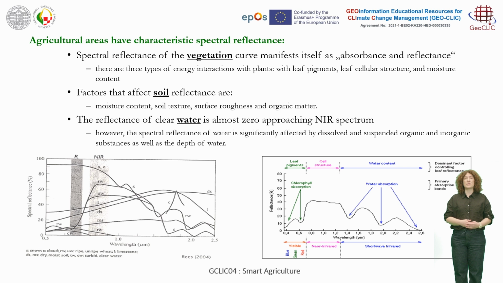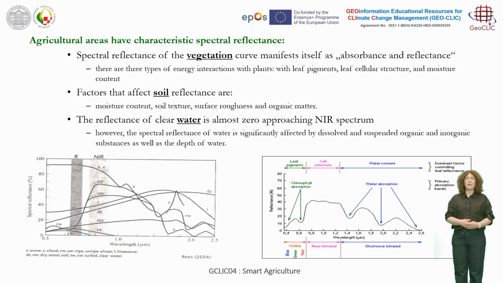Soil factors that affect soil reflectance are moisture content, soil texture, surface roughness, and organic matter. Later, I will explain in more detail the effects of each of these factors. Reflectance of clear water is almost zero, approaching the near-infrared spectrum. However, the spectral reflectance of water is significantly affected by dissolved and suspended organic and inorganic substances, as well as depth of water. So it is not the same if it is the sea or some marsh or a river.